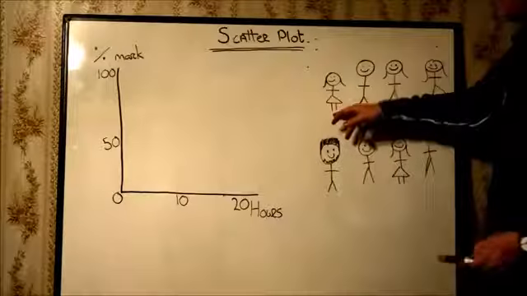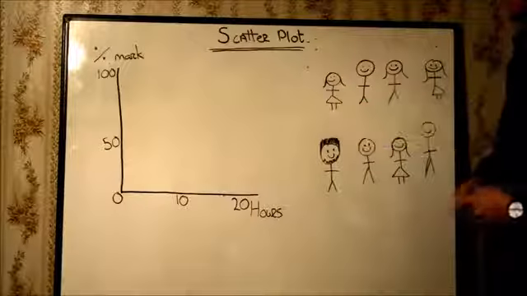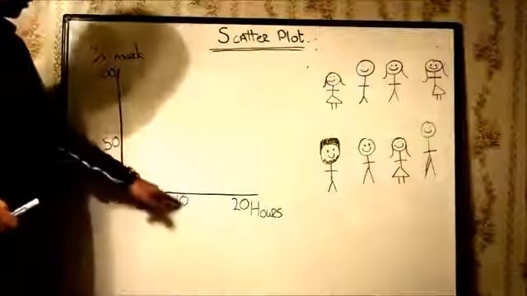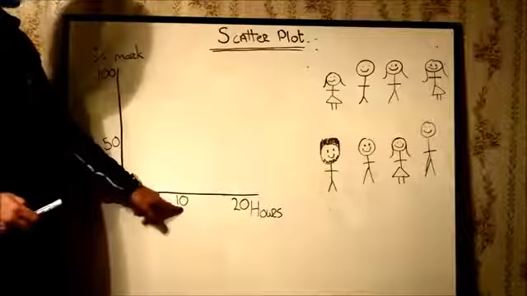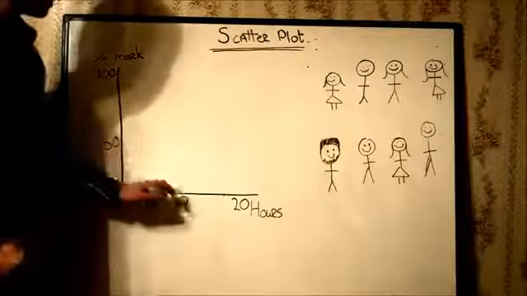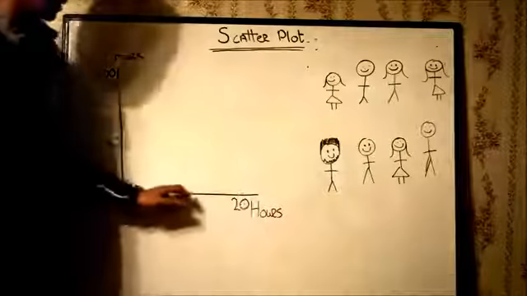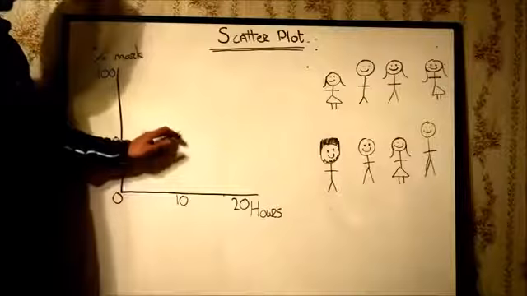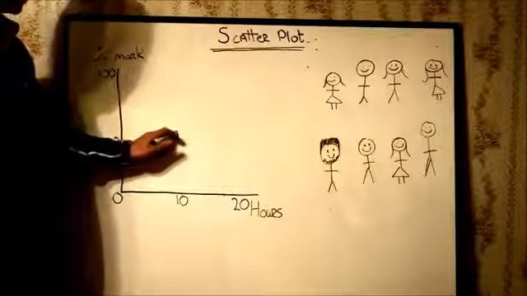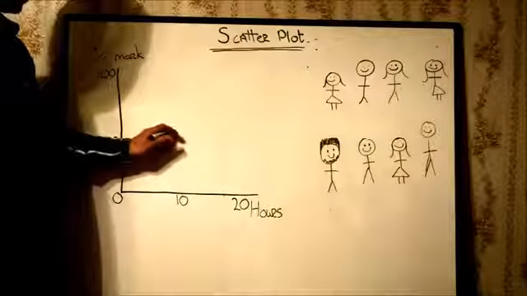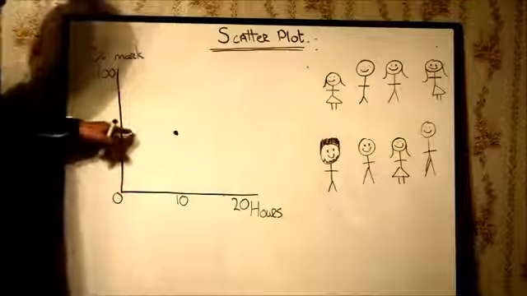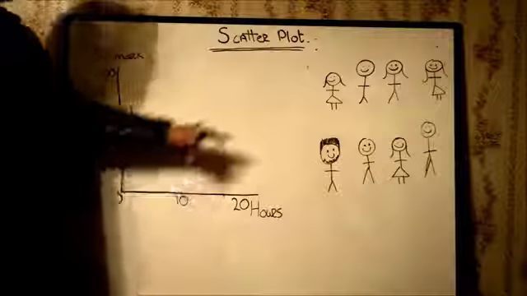But let's say Larissa studies for 10 hours. So I go to the hours. She studies for 10 hours and she gets 55%. So I go to 10 on the x-axis or the hours axis, and I go up to 55 and I mark it with a point. So that's what Larissa got. She got 55 after studying 10 hours.